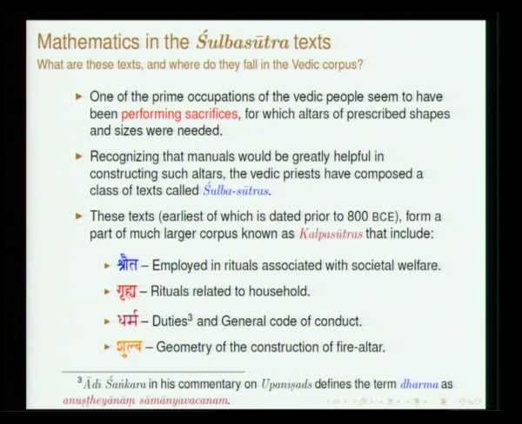Then we have Dharma Sutras. Dharma Sutras have to do with the general code of conduct which has to be followed for the well-being of society, and the duties which have to be done by different classes of people and so on. So, this is the subject matter of Dharma Sutra.